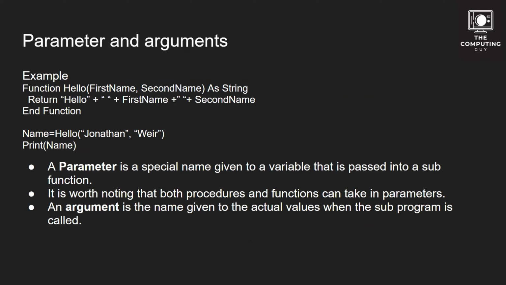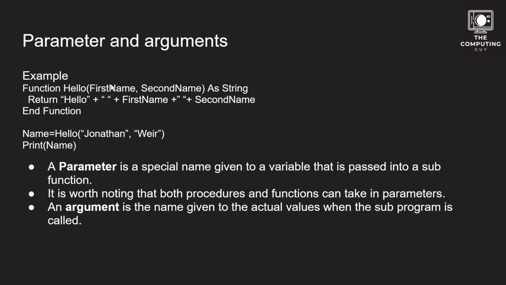It's worth noting that both procedures and functions can take in parameters. An argument is a name that is given to the actual values when the subprogram is called. So when we're calling the subprogram, if you see here, I have name is equal to hello, Jonathan, wire. Now, the arguments are what we're passing into the function. So Jonathan will go into first name and wire will go into second name. If we swap the names around, then Jonathan will be going into the second name because Jonathan will be the second argument and wire will be the first argument. So that's an example of arguments and functions.